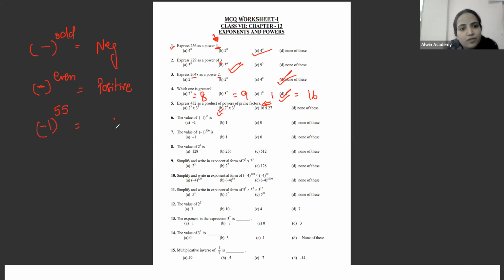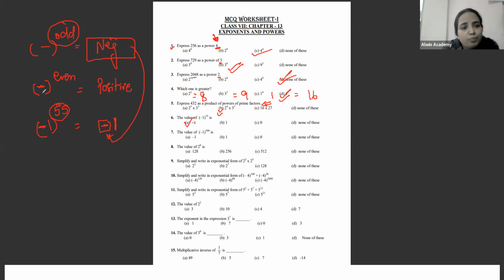1 to the power 55 is 1 only. The answer will be negative for sure because this power is odd here. Whenever the power is odd, the final answer is always negative. So this negative comes from this rule and 1 to the power 55 is 1 only. So minus 1 is the final answer. Which option is that? That is option A.